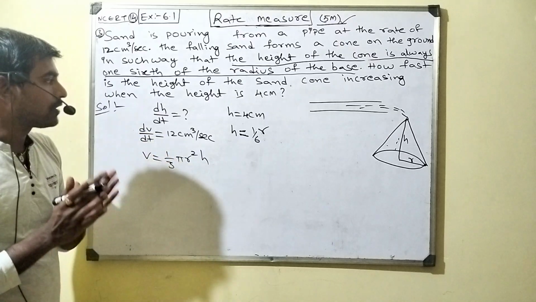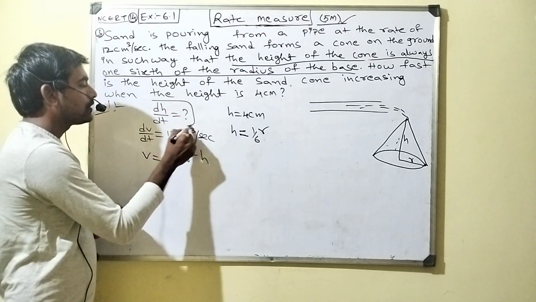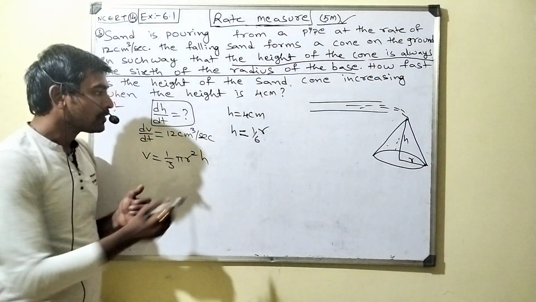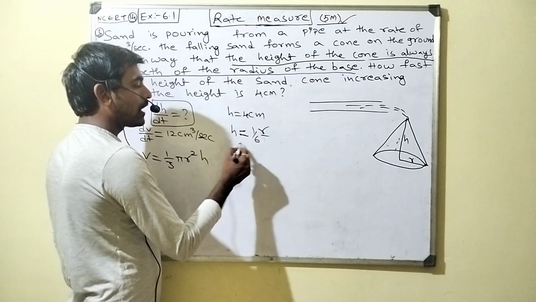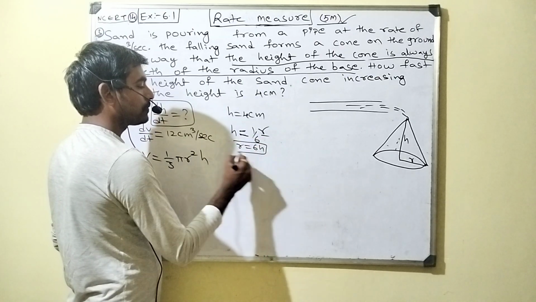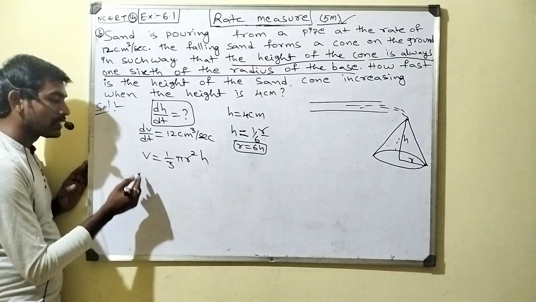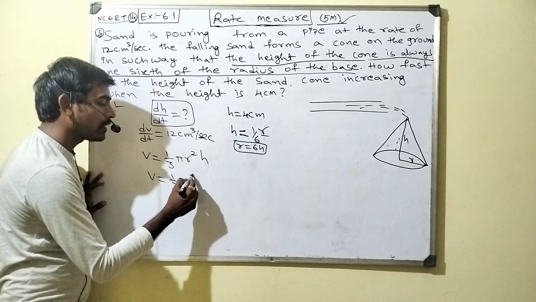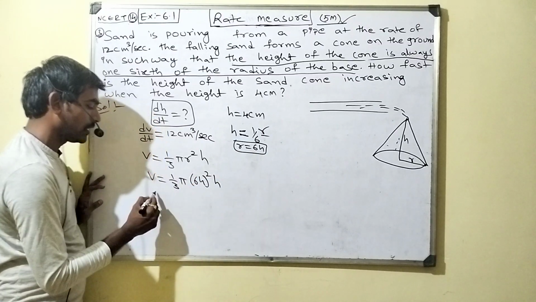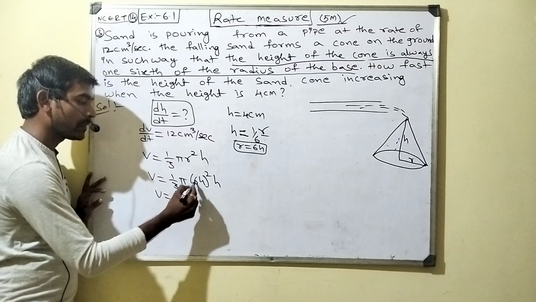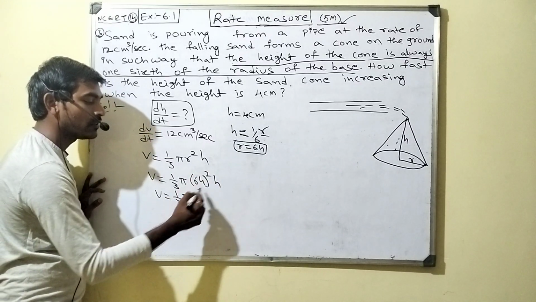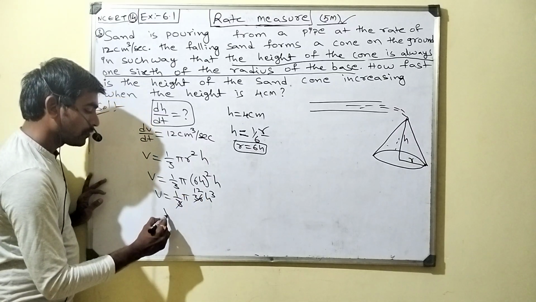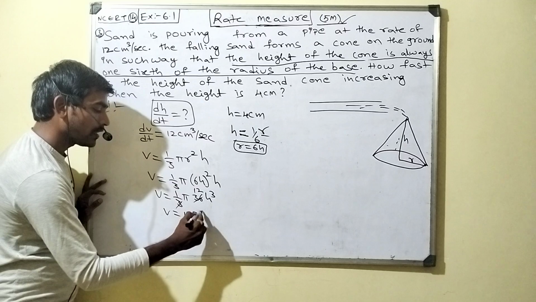Now you should have clarity. What you should find is dH by dt, so the equation should be in terms of h. That's why they have given this. So what is r? Radius is 6h. Now V is equal to 1/3 pi, 6h whole square, into h. 6 square is 36, h square into h is h cube. 36 divided by 3 is 12, so the volume is 12 pi h cube.